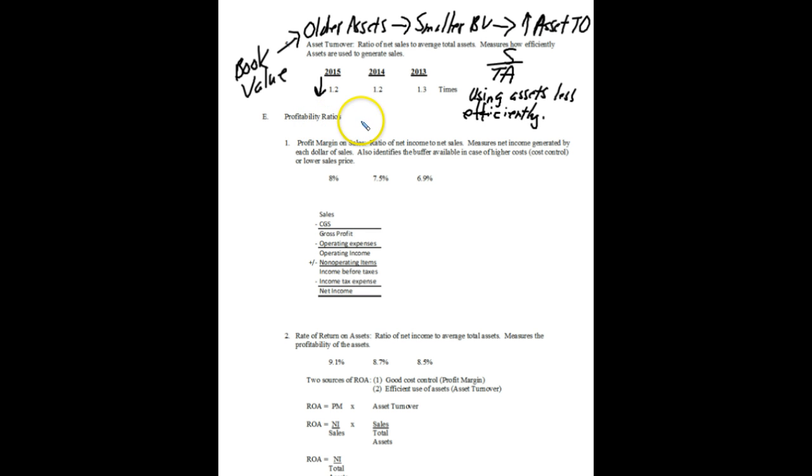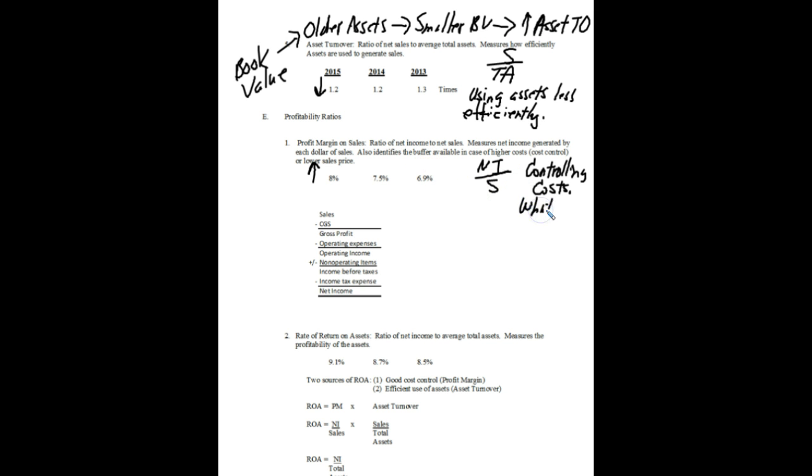Okay, next category is profitability ratio. So this is going to look at, obviously, profits, and we're going to look at different bases like sales and total assets. So profit margin on sales, our profit is net income, and we want to look at that in relationship to sales. So we can see that's going up. That's good, right? So it tells us the company is doing a better job controlling its costs. So it's improving. It's better controlling its costs in 2015 than it did in 2013.